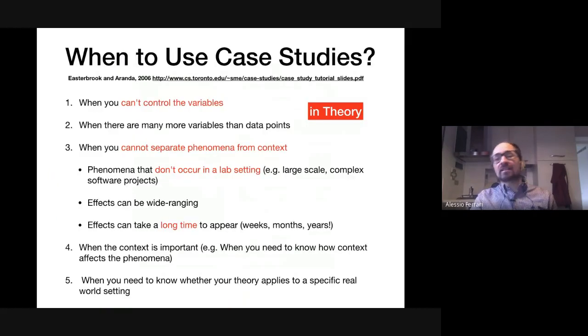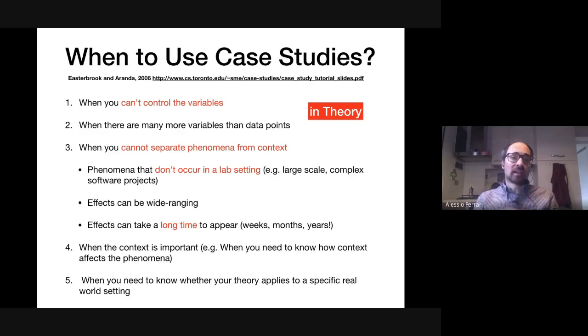When to use a case study? This is taken from Easterbrook, and these are the theoretical principles that you should follow when selecting case study as a research strategy. First of all, when you cannot control the variables, when there are many more variables than data points. So the context is complex, you have several variables, but you have few people or few documents.